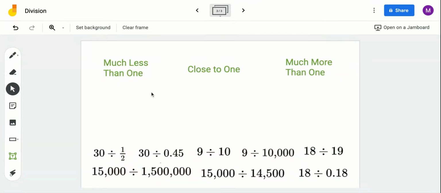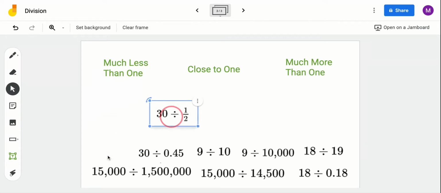And so what we're going to look at here is some division problems. We're not going to use a calculator. We're not going to use a pencil and paper to figure them out. We're just going to use logic to think about, would the answer to these division problems be less than 1, more than 1, or close to 1?